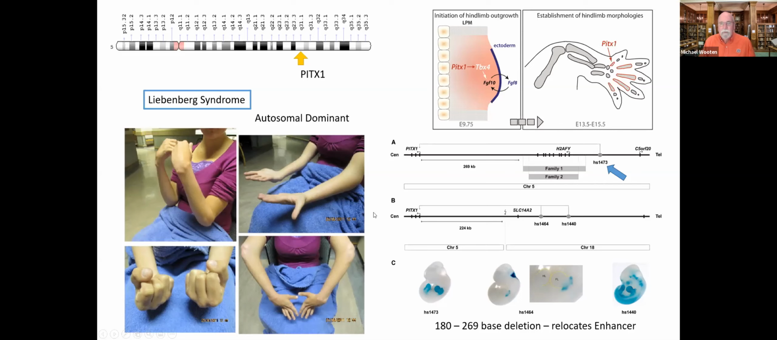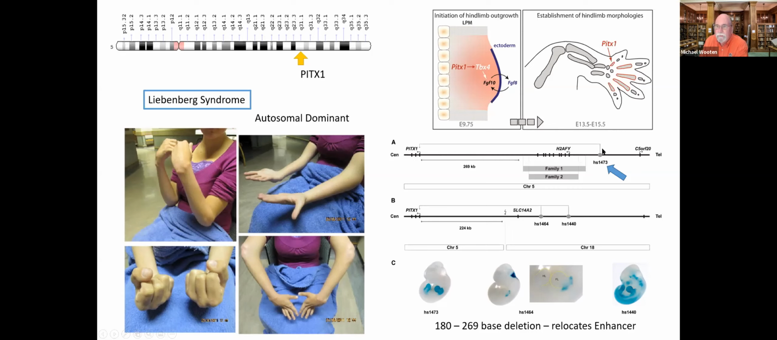Now there are two causes. One of them, as it says here, is seen as a series of base mutations, 180 to 269 base mutation, that occurs in this region right here. Here we've got the genes. The base mutation is not actually in the gene itself. The mutation occurs in the area between the gene and its enhancer. This 1473 is the enhancer region for it.